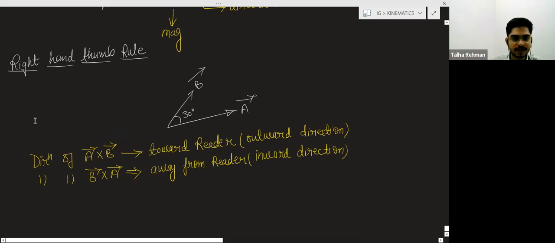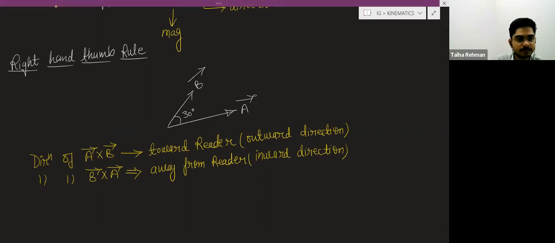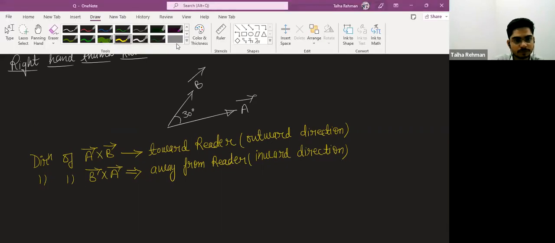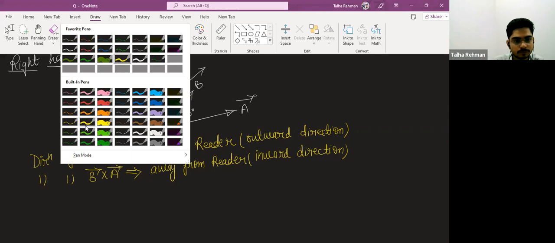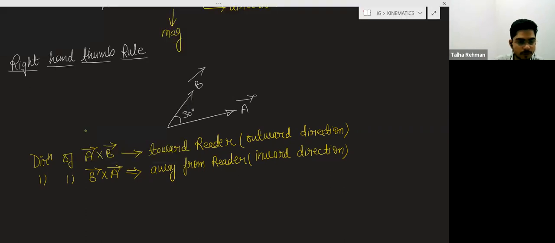So what is the right hand thumb rule? I am writing here. According to the right hand thumb rule, place your fingers along the A vector and curl it towards B.